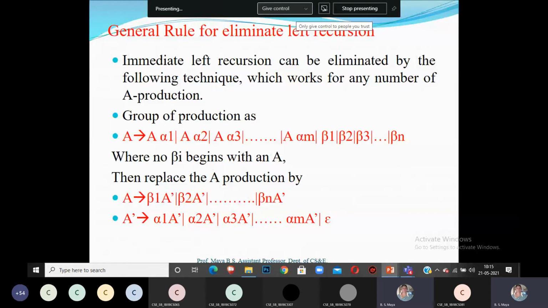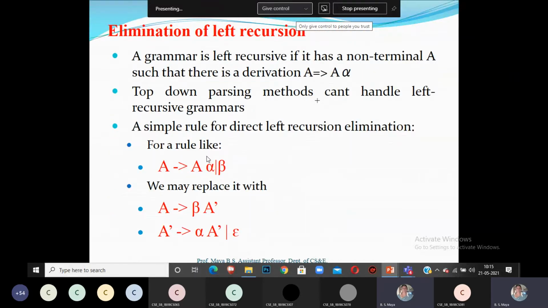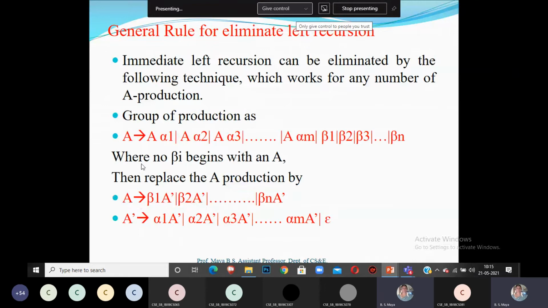Let me go on. If you have more than one alternative, I'll have you copy this also. The general rule for eliminating left recursion: previously I had only one alternative, A derives A alpha or beta. But in some problems you have more than one alternative. See, A alpha 1, A alpha 2, A alpha 3, and so on up to A alpha m. The first is starting with A, the second is also starting with A, the third is also starting with A, and the m-th production is also starting with A.